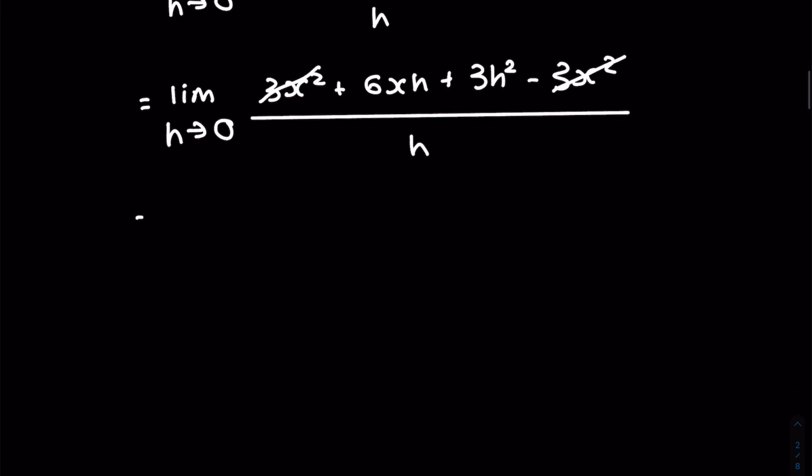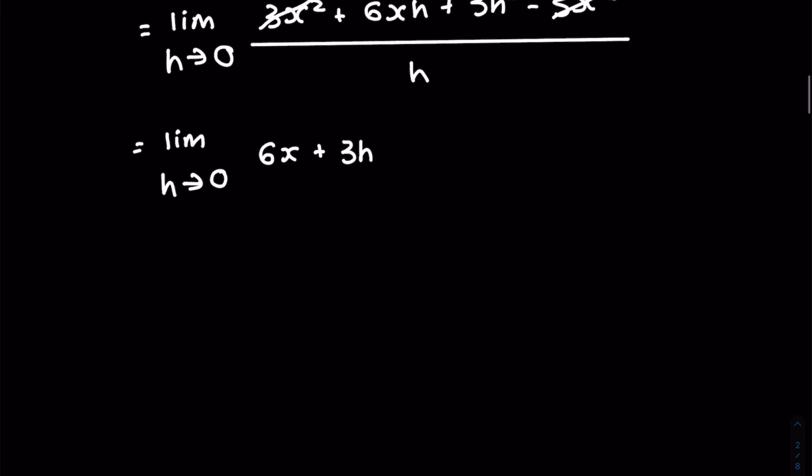We can divide by h here. So we're going to say lim h tends to 0 and divide by h. So 6xh divided by h will just give us 6x. And 3h squared divided by h will give us plus 3h.